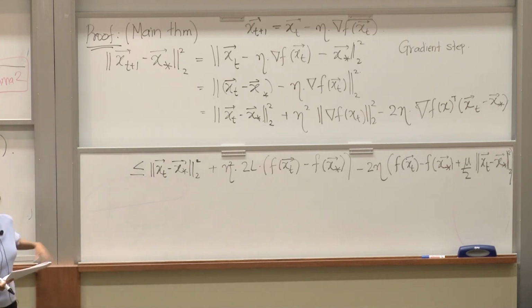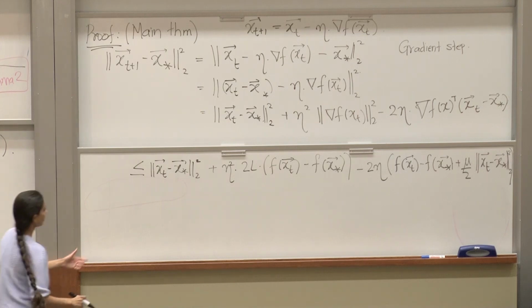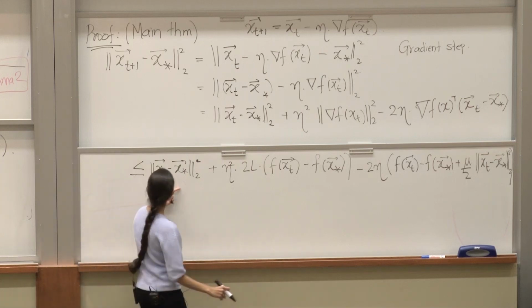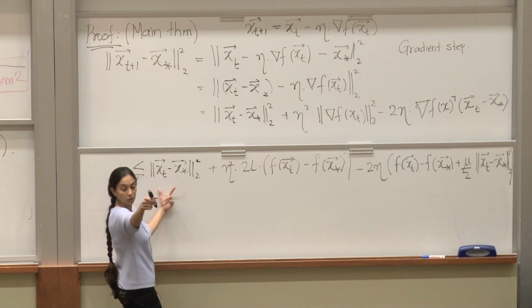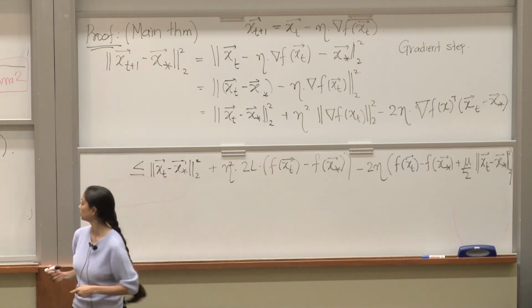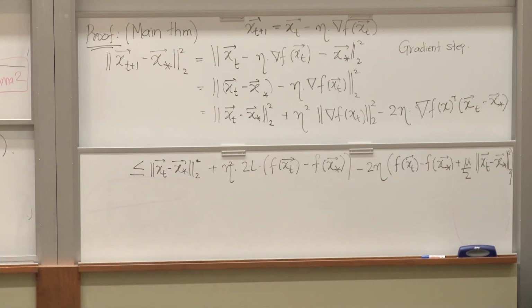And now we just do some rearranging, some algebra. We want to collect all of the terms that are of the xt minus x star form. Question? Okay.